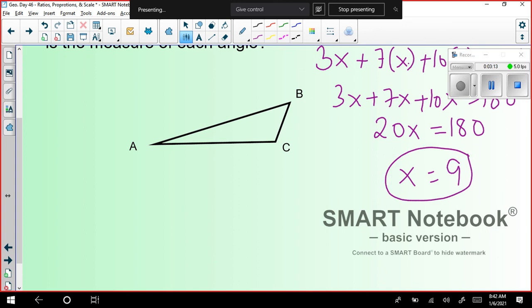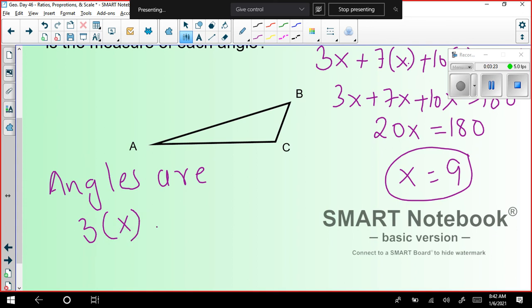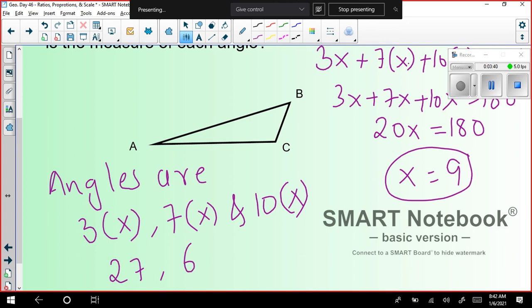So the angles are 3x, 7x, and 10x. Substituting this further, 9 times 3 is 27, 7 times 9 is 63, and 10 times 9 is 90. So these will be our angles. I hope I'm clear on this one.